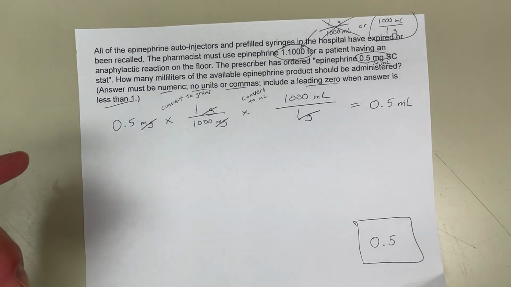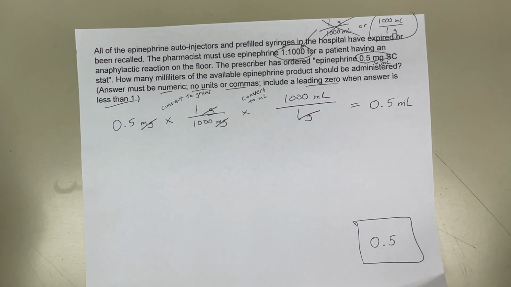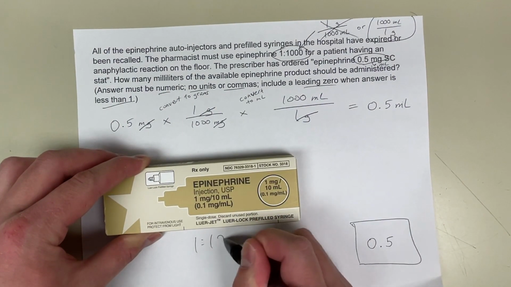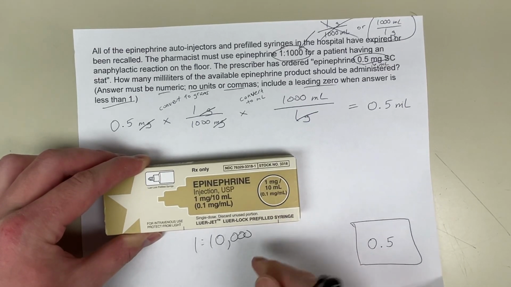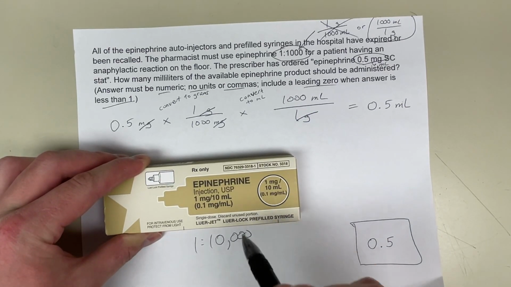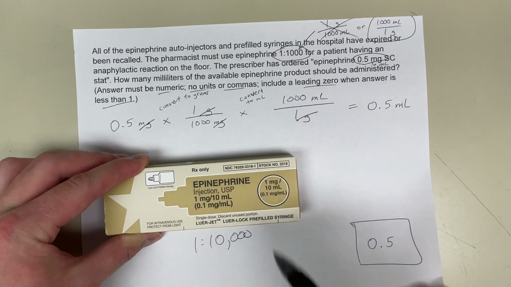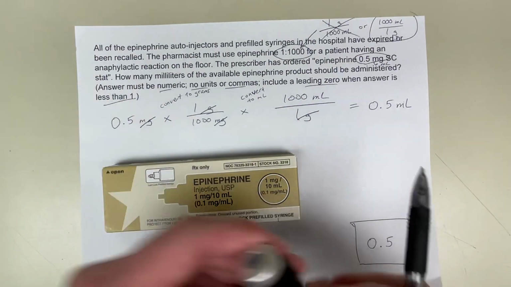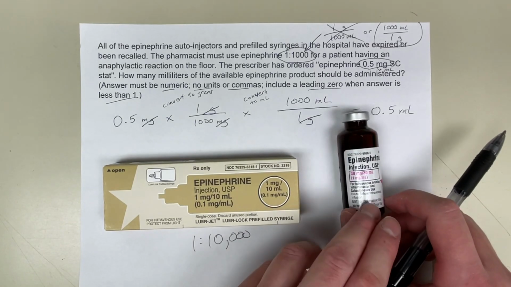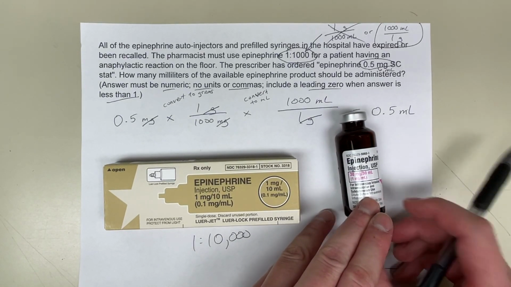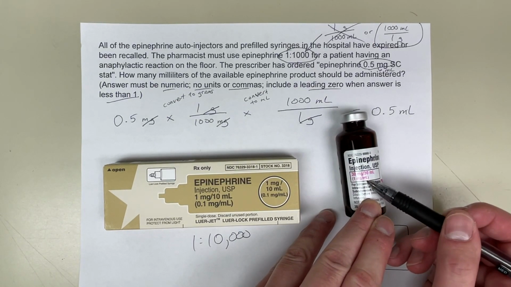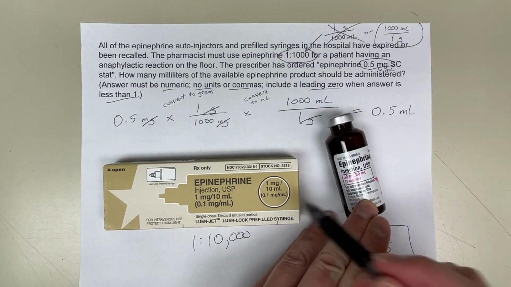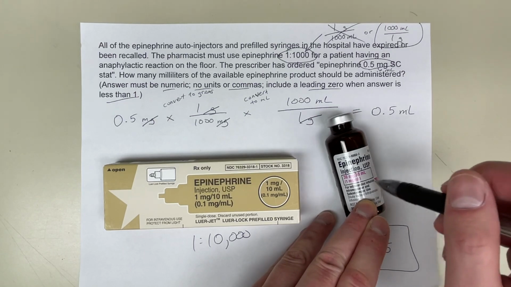I like this question because it's very realistic, because these 1 to 10,000 epinephrines go out of stock pretty often, like on shortage or recalled, one of those. So we always run out of these. Then I'd always have to use this, but it's 10 times more concentrated, 1 milligram per milliliter, whereas this one is 0.1 milligram per milliliter. So I'd have to draw out the amount here.